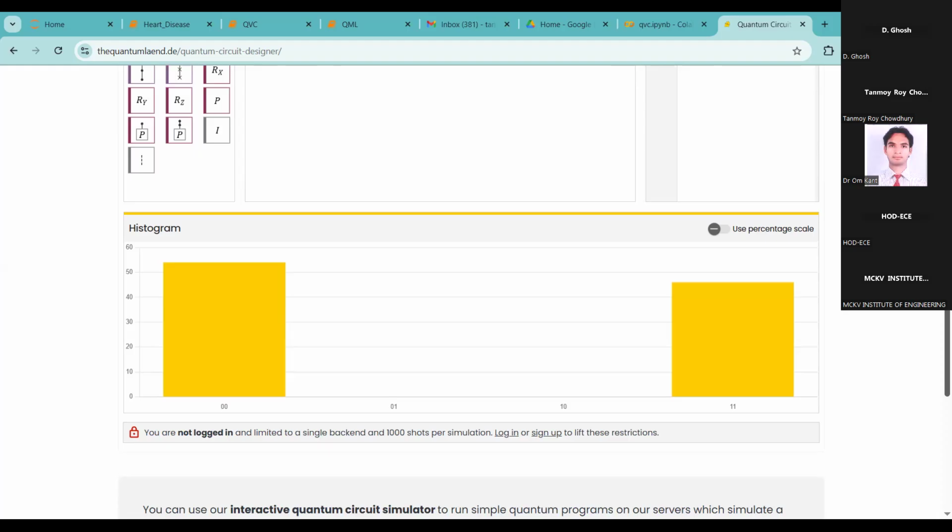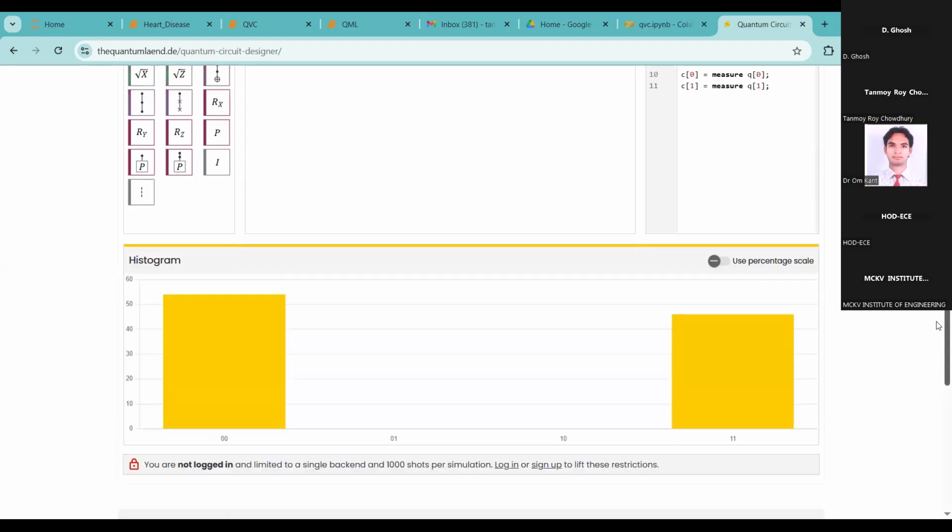What does this mean? It means that if the first qubit is 0, then the second qubit will also be 0. And if the first qubit is 1, the second qubit is also 1. So in other words, we say that the qubits are entangled with each other.